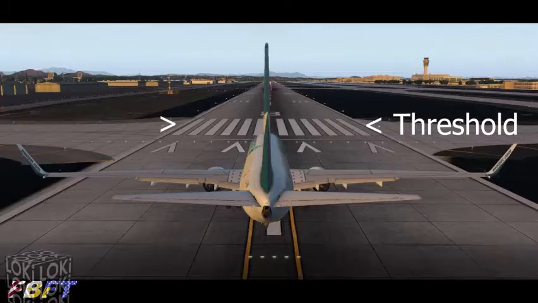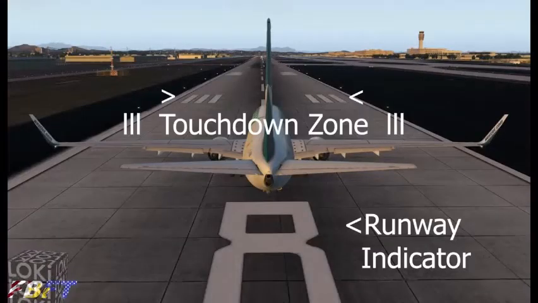Since a stabilized approach is moving towards a predetermined point on the runway, we need to figure out what point that is. The first recognizable point on the runway is the threshold, which kind of looks like piano keys or a bunch of stripes. Landing prior to the threshold could bring your aircraft down on pavement that is not built to support the weight of a landing aircraft. It might be acceptable for taking off and taxiing, but not for landing. 500 feet after the threshold begins the actual touchdown zone, indicated by 3 stripes on the left and 3 stripes on the right.